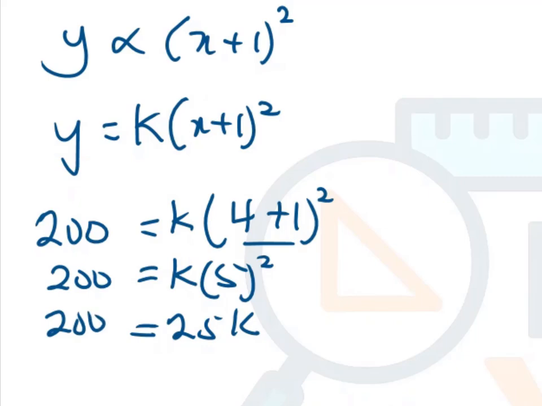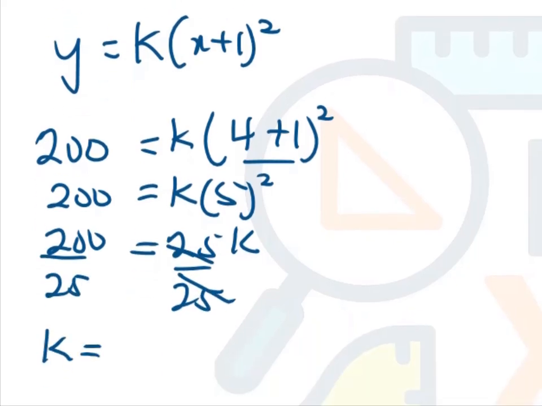Because I'm looking for k, not 25k, I would have to divide, because 25 is multiplying, and if I want to eliminate multiplication, I introduce division. So I divide both sides by 25. And what is the value of k? How many 25s in 200? That will be 8. So k is equal to 8.